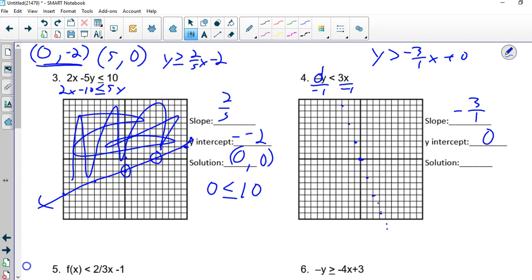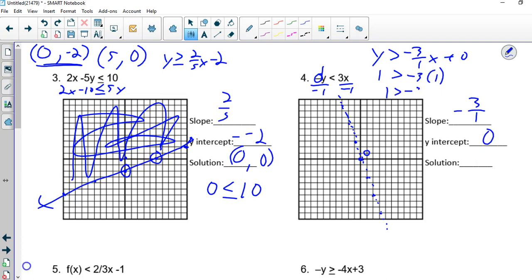And it's going to be a dotted line because it is the greater than symbol. I also cannot test (0, 0) because the line goes through there. So I'm going to pick a nice easy number like (1, 1). So I'm going to plug it in. 1 is greater than negative 3 times 1.